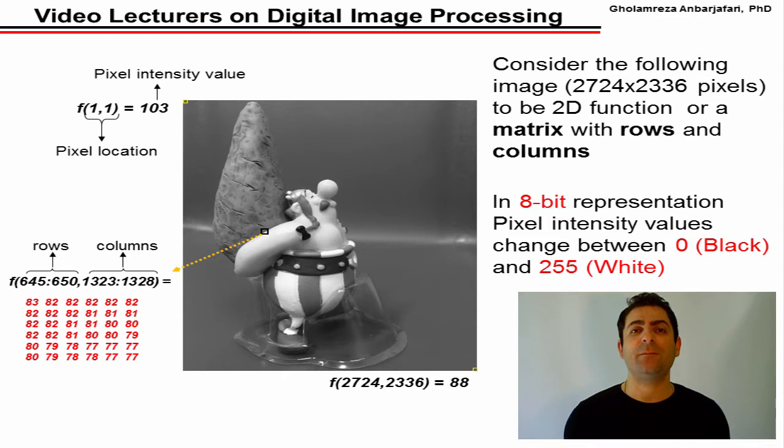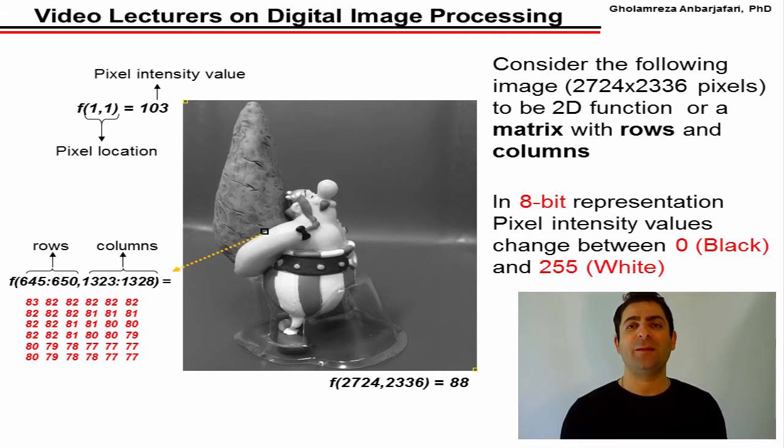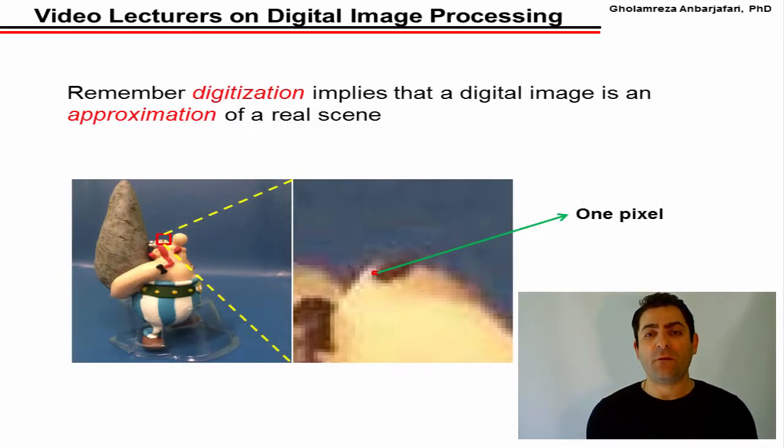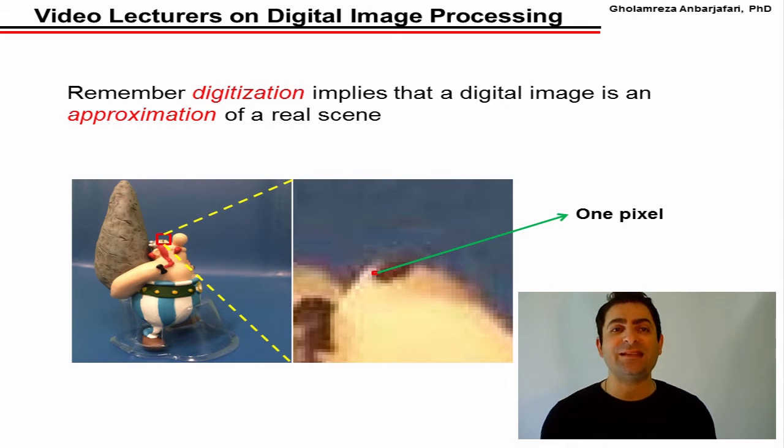Now here you can see a subsection, a sub-image of the original image, a 6x6 sub-image, and you can see the pixel intensity values. These values, as you can see, are finite and they are discrete values. Now, one very important thing that we have to remember is that digitization implies that a digital image is an approximation of a real scene.